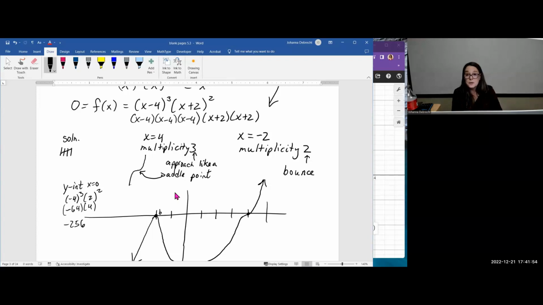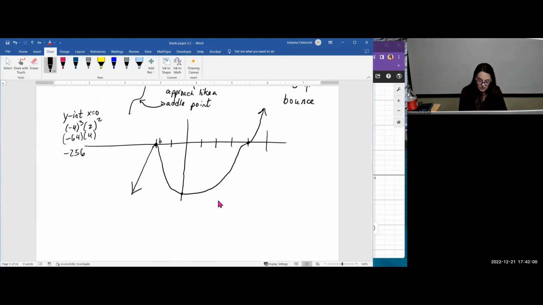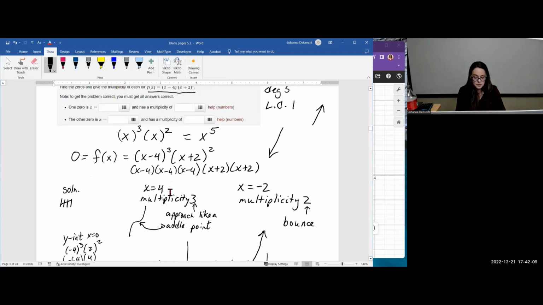So it's going to take a little bit of work to get this one on there, all right, to make it look right. So wherever it's crossing down here, it's going to be a lot lower. This isn't to scale. This will be at negative 256 on the y-axis. Let's go ahead and put this one into Desmos.